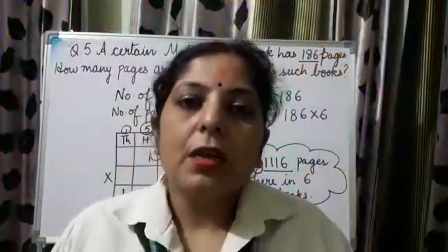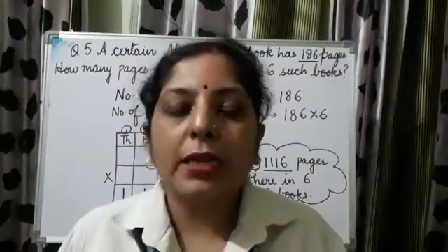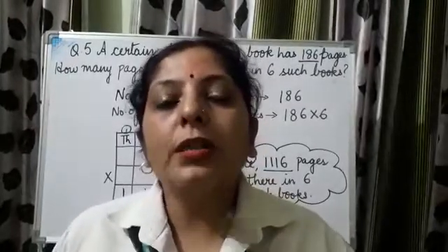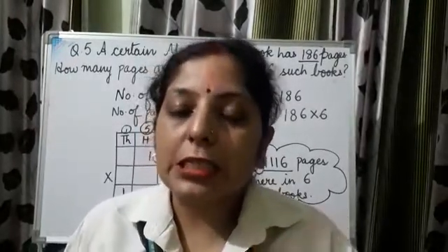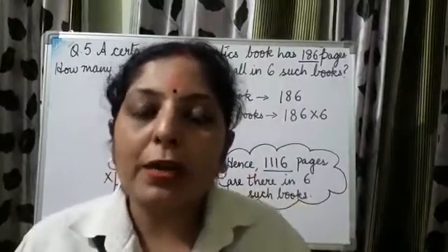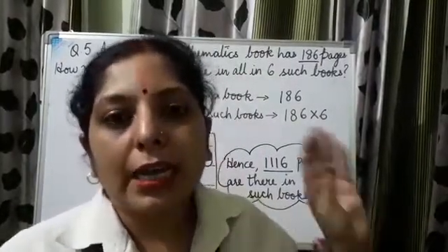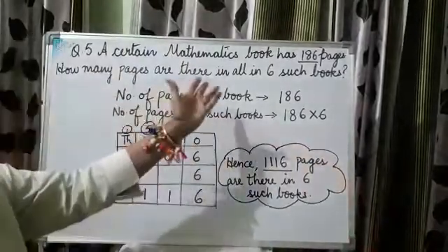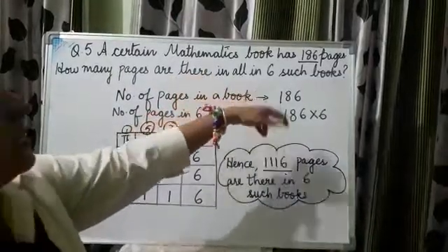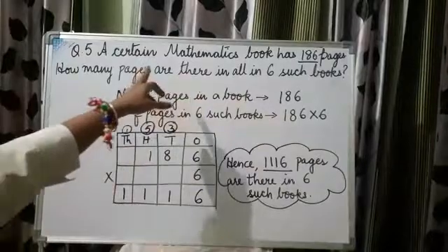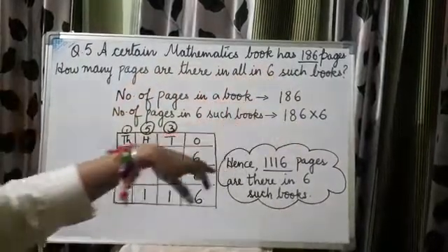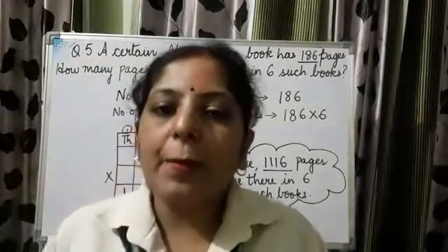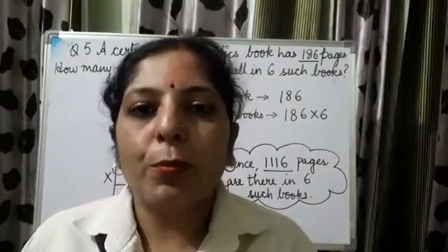So students, in these examples we get to know that when one thing's value has been given and more than one's value is being asked, then we need to multiply both the numbers. In the case of this mathematics book also, we need to find out the number of pages in 6 books from the number of pages in one book. By multiplying both the numbers, we get the answer. So with these examples, complete the rest of the word problems of your exercise. Thank you.